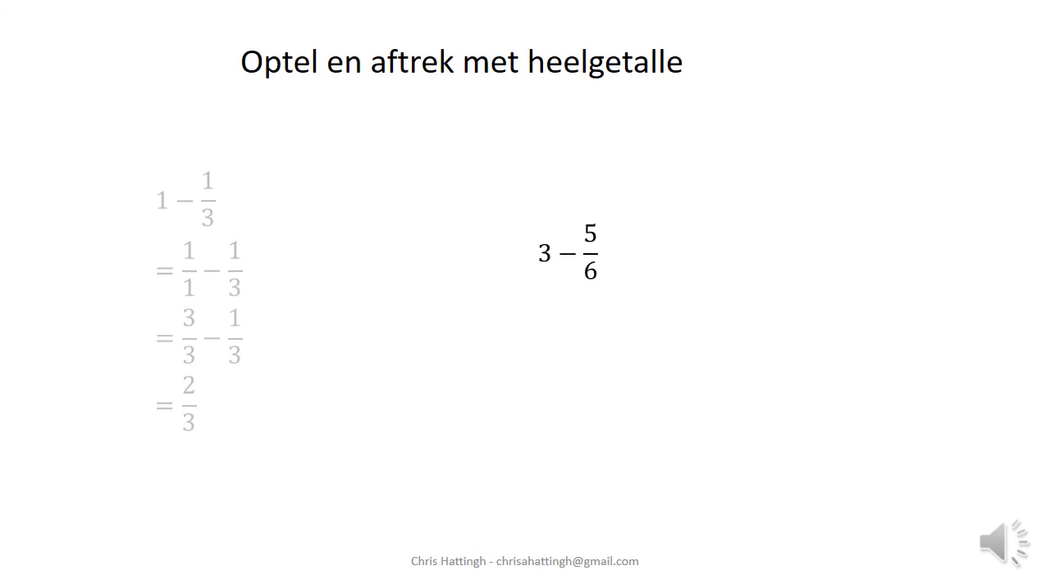Second example, the 3 needs to be a fraction, so it's going to be 3 over 1 minus 5 over 6. Common denominator will be 6. So you're going to multiply the 1 by 6, and then you need to multiply the 3 by 6. That gives you 18 over 6 minus 5 over 6. That gives you 13 over 6. And then you need to make it a mixed number, which is 2 and 1 over 6.